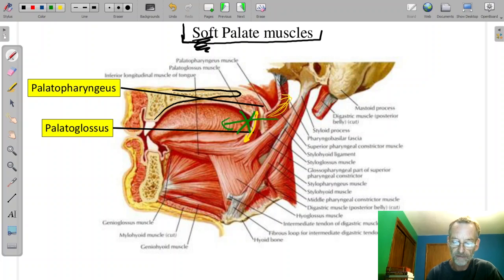It's blocked off, and the food then has to descend down into the esophagus. It also doesn't push the food back up into the nasal cavity. So you have to close off the nasal and oral cavities during swallowing. So again, read about that briefly in the textbook.